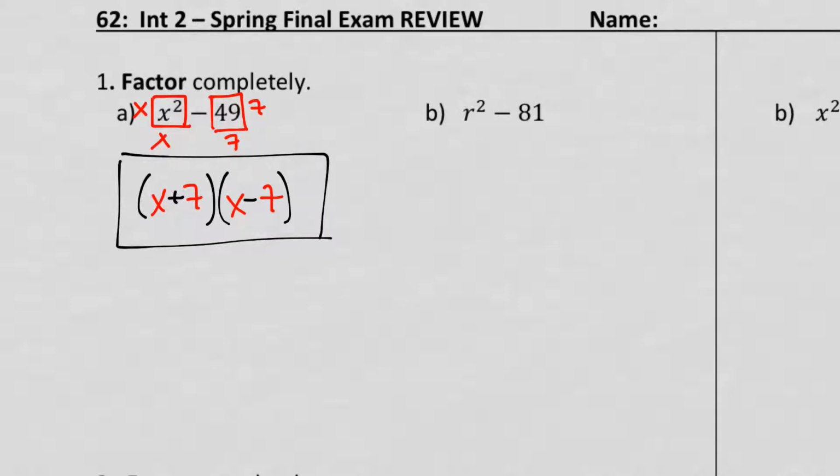Remember, you could always multiply things back together to check your answer. But if you think about what's happening here, 7 times negative 7, that does give you back negative 49. And then if you multiply 7 times x, that's positive 7x. And then negative 7 times x is negative 7x. So 7x minus 7x, those are opposites, they cancel. So that's why you end up with this original falling back if you were to multiply.